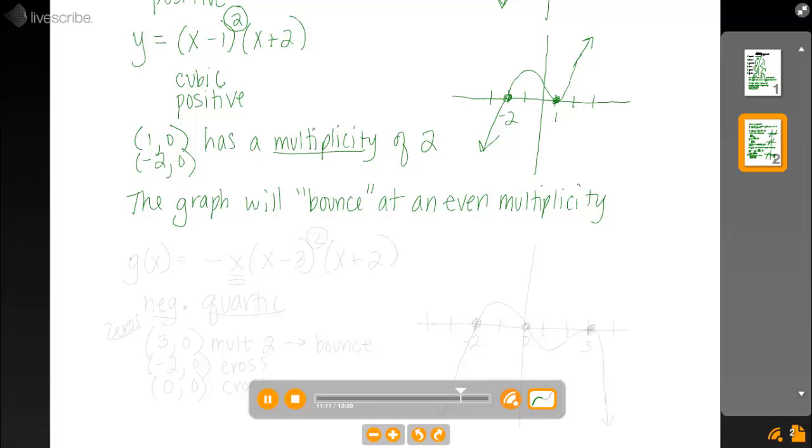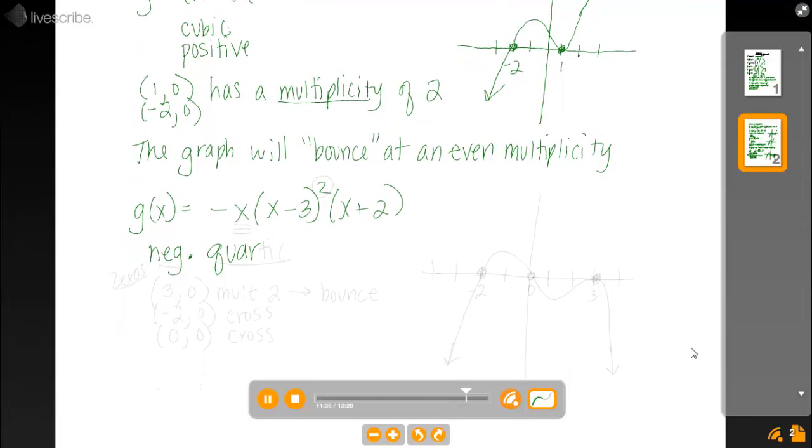Let's just do one more example. How about g of x equals negative x times the quantity x minus 3 squared times the quantity x plus 2. First thing you might notice is that it's negative. There's a negative sign out front. Can you find the degree? If you multiply it out, you will actually get a degree 4, which is a quartic.